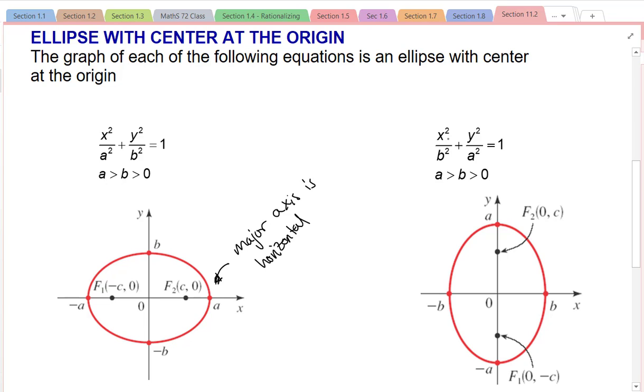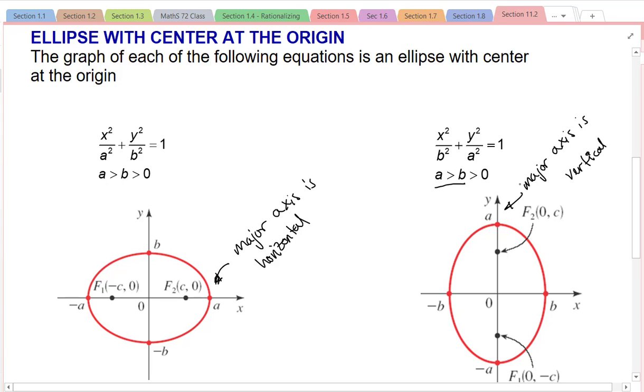In this second one, notice that I have x squared over b squared plus y squared over a squared. Now notice that a squared, a is still the larger number, but now it's underneath the y. So this is going to be an ellipse elongated along the y-axis, so the y-axis is the major axis. So we're going to say major axis here is vertical.